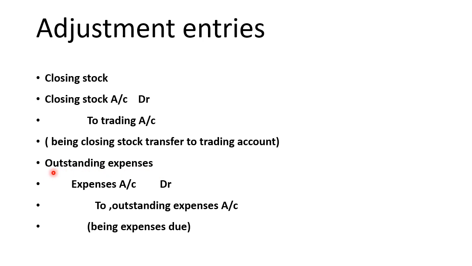Next adjustment entry is outstanding expenses. Outstanding expenses are the expenses that are of the current year but have not been paid till the end of the year. So it is a liability and the expense is due. So expenses will be debited and outstanding expenses account will be credited, since it is a liability. Narration: being expenses due. Now let's see the other.